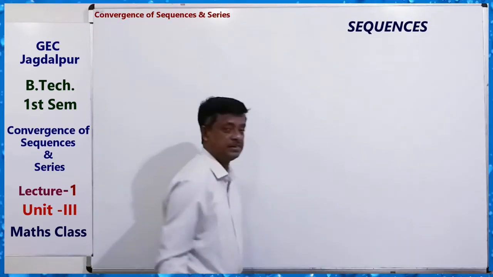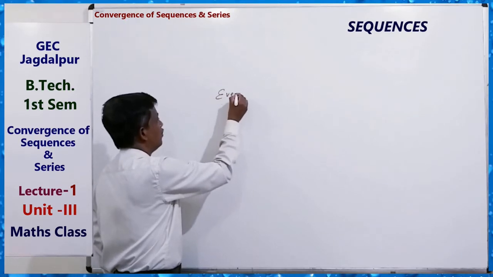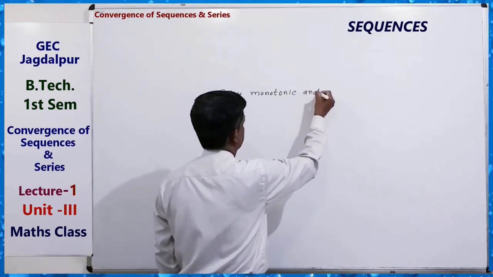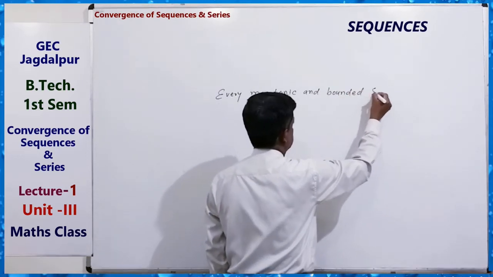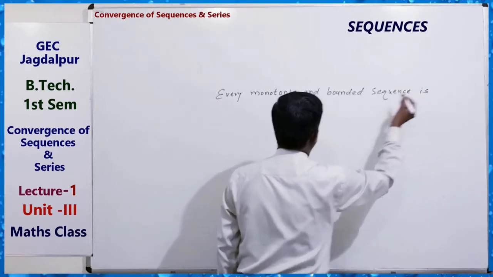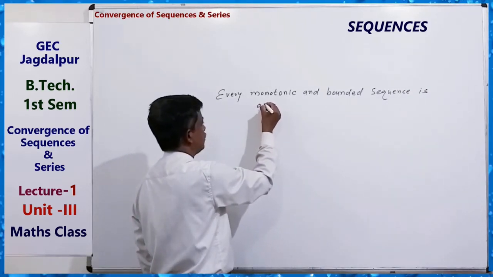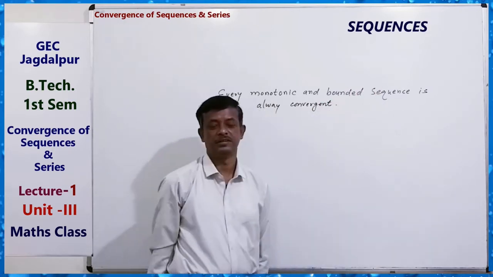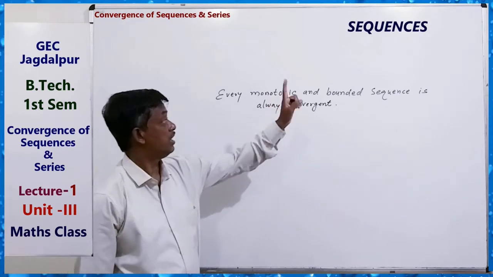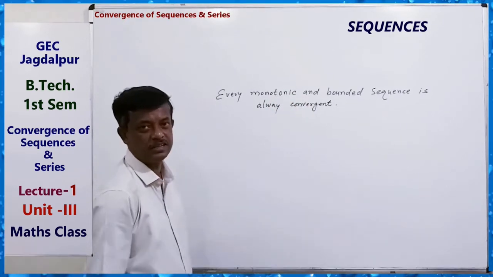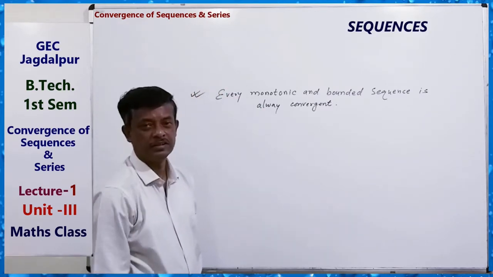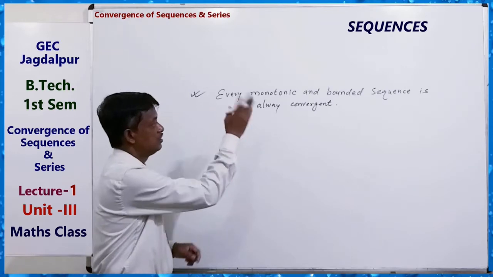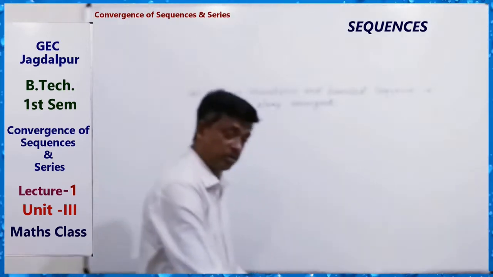Okay? Every monotonic and bounded sequence is always convergent. Clear? This is a rule. By using this, if we know the sequence is monotonic and also bounded, then we can say the sequence is convergent. Okay.